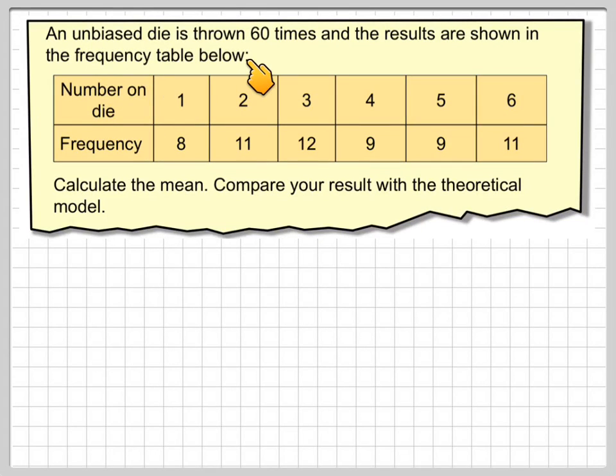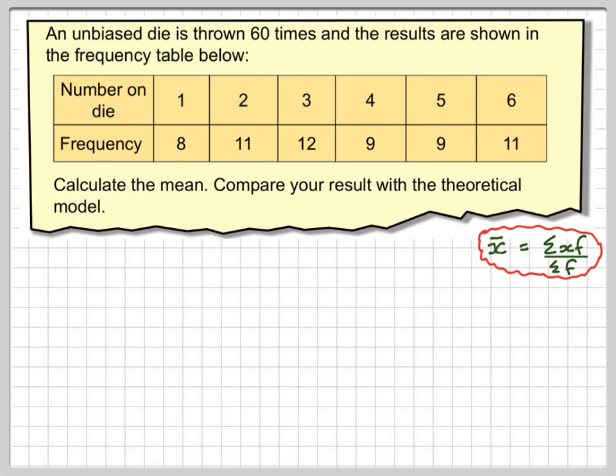An unbiased die is thrown 60 times, and the results are shown in the frequency table below. So we've got the number on the die. We can have the numbers 1, 2, 3, 4, 5, 6, and this is the number of times they occurred. Calculate the mean and compare your result with the theoretical model.